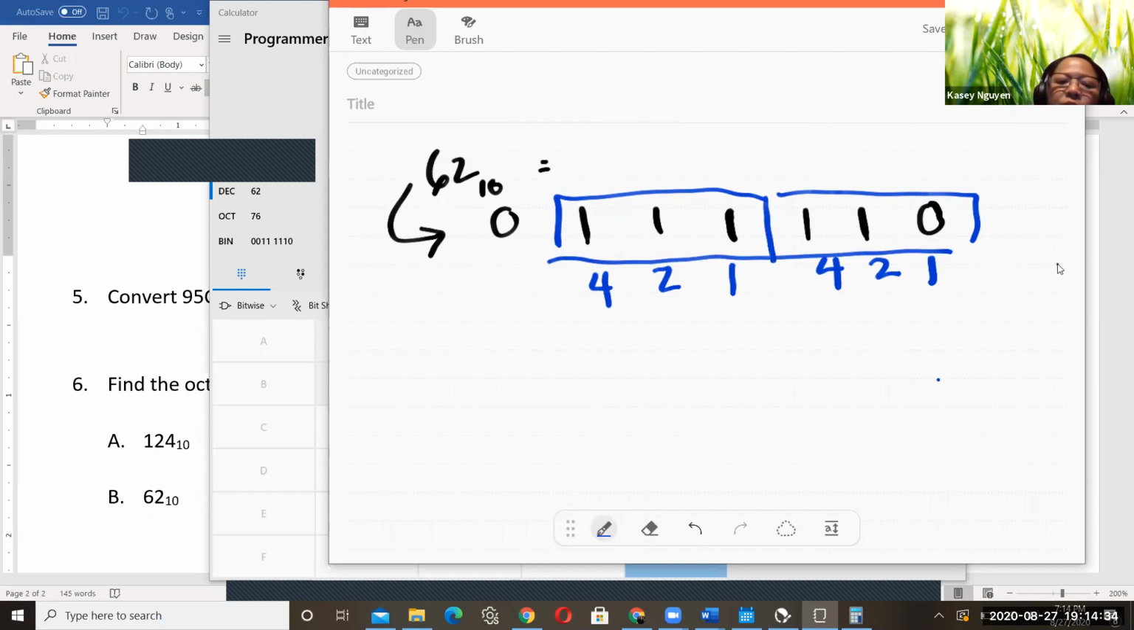So first we convert decimal to binary. Then we need to find the equivalents represented in octal. In octal, it's only 3 bits per digit. We start from the right and break it up into chunks of 3 bits. Then any bits that are on, you add them. So 4 plus 2 gives me 6. This is the first digit.